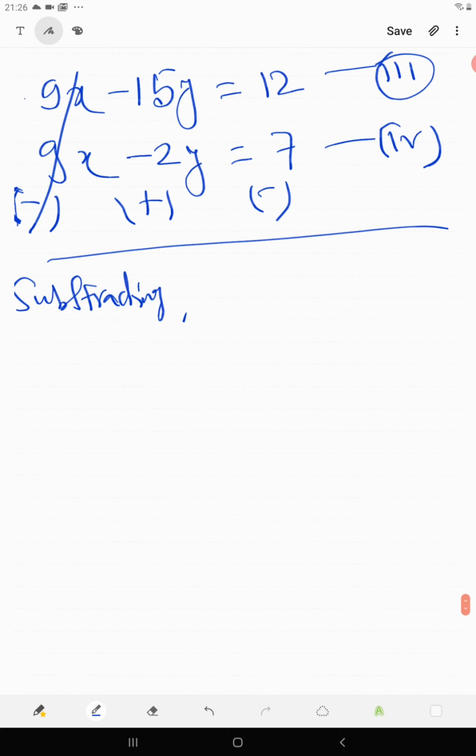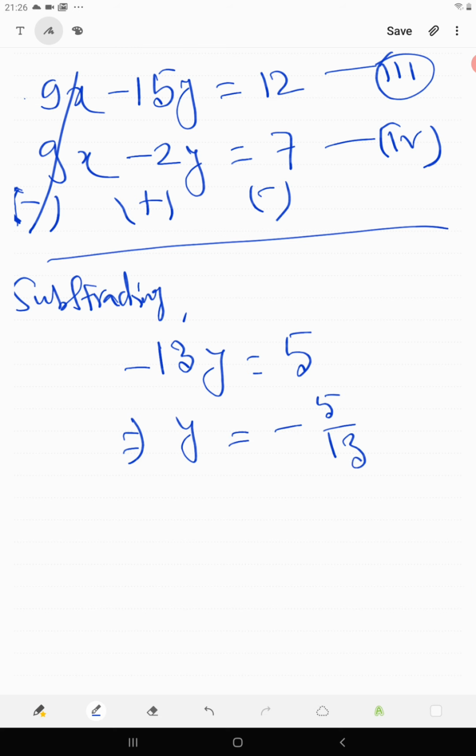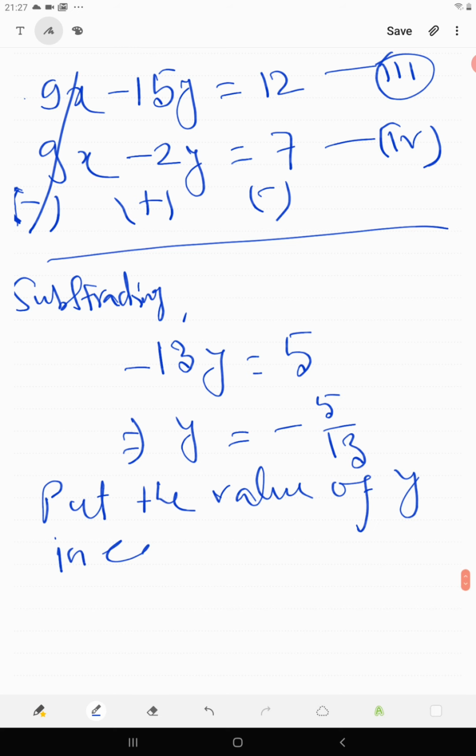Correct? Minus 15 plus 2y will give me minus 13y equals 5. So what we will get then? y equals minus 5 by 13. So 5 by minus 13 is nothing but minus 5 by 13. Now put this y in the equation, suppose the third one. So put the value of y in equation 1, not third. Put the value of y in equation 1.